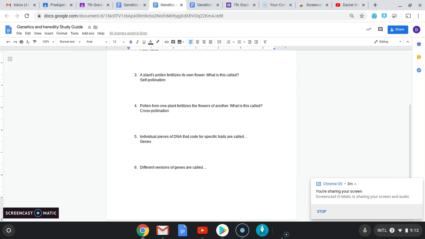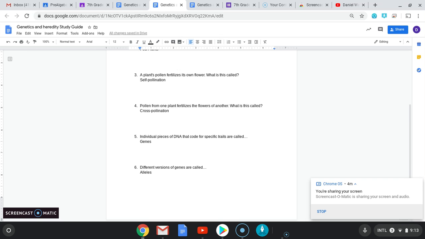All right. And different versions of genes are called alleles. Okay, so you might have an area of your DNA, a specific gene that codes for, say, your eye color. Okay, so there'll be a gene for eye color, and the different alleles of that gene could be blue eyes, brown, green, hazel, and so on.